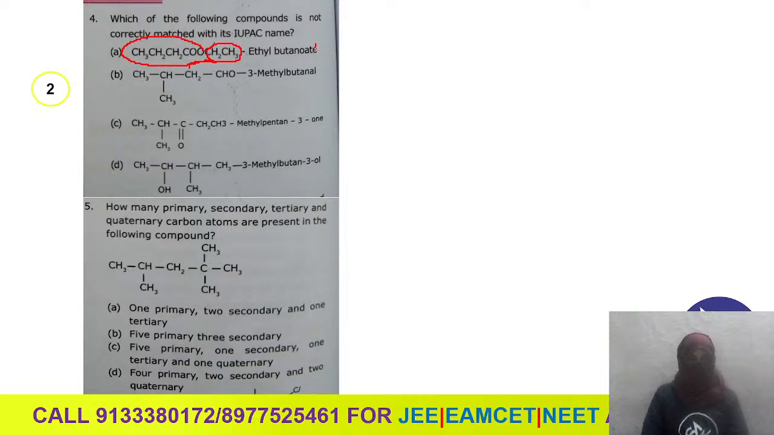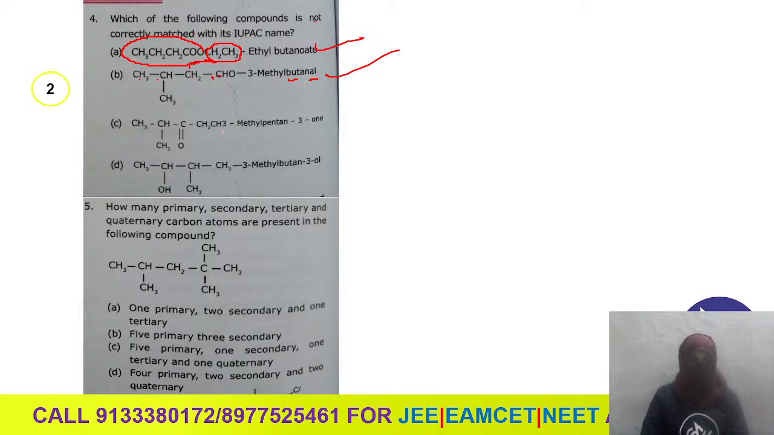I find that A is right, but they are asking which is not correctly matched. You need to read the question carefully, right? Let's just check. 1, 2, 3, 4. Four carbons for but, single bond butan, suffix for aldehyde is al, butanal. At 3, methyl is right. Yes, B is also right. 3-methyl butanal is right. I find the second also right.